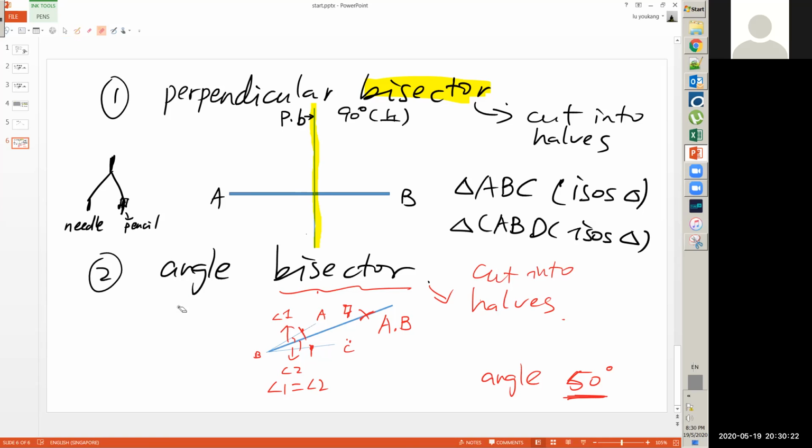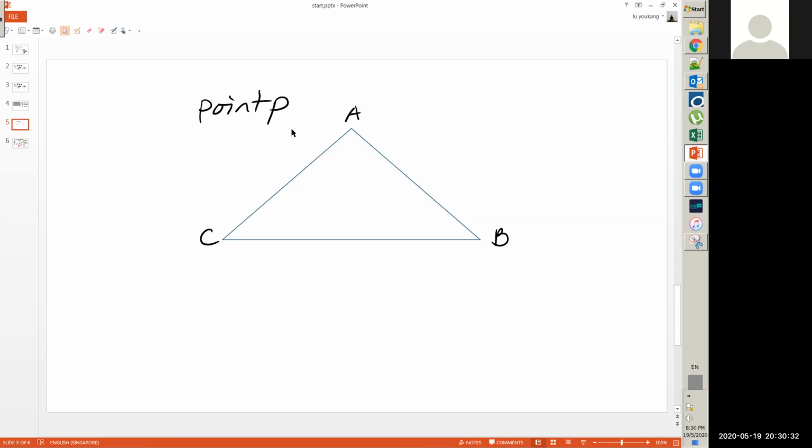So now let's apply these two concepts with a triangle. Let's not talk about that question first. Let's just do some simple question based on what we have learned just now: perpendicular bisector and angle bisector. So let me find the angle bisector of angle ACB. Basically, I want to cut ACB into two halves. Can you see it? I want to cut it into two halves.